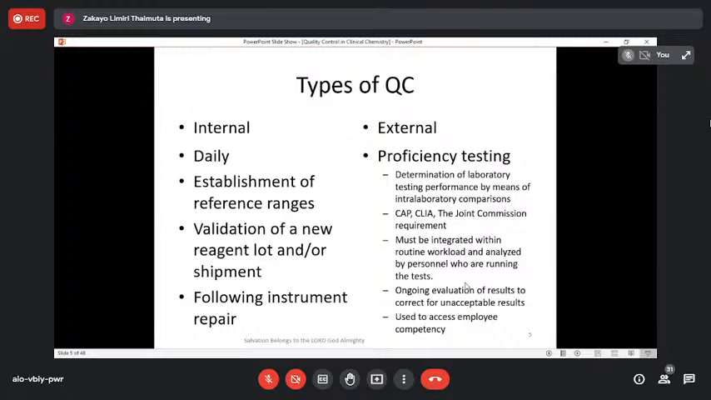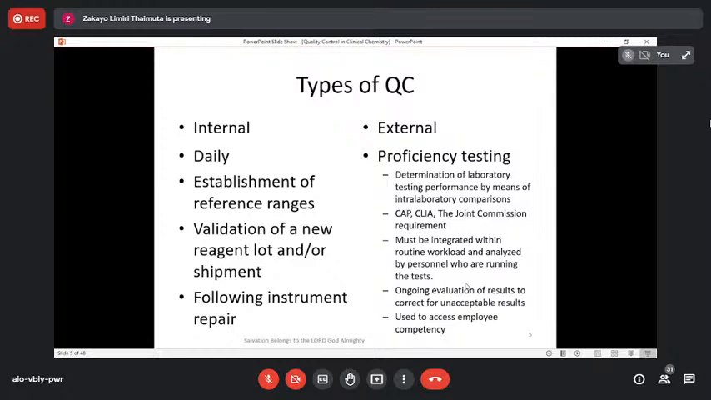What is the utility of the internal quality control? It is run daily, which I have already explained. Like this morning, the value has been obtained and it has been done. It is also used to establish reference ranges. If we want to know the reference ranges of a certain parameter, we collect controls and then use them to run. Like I said, somebody will be discussing this at a later date.